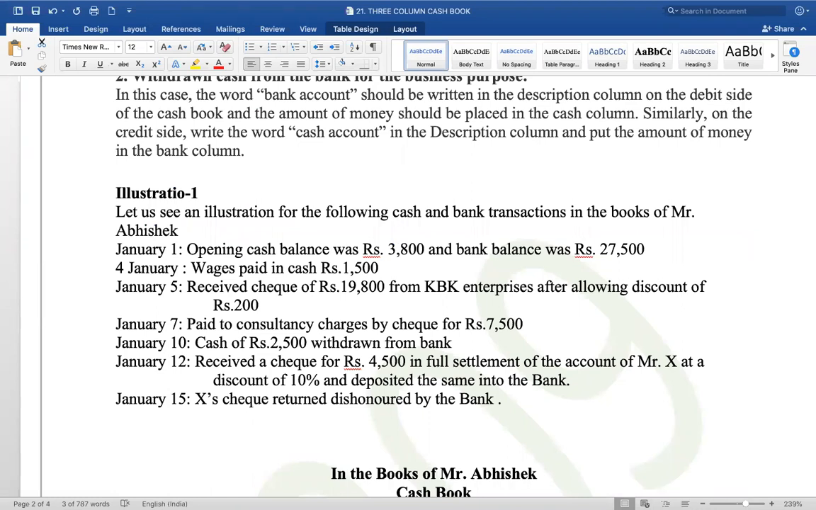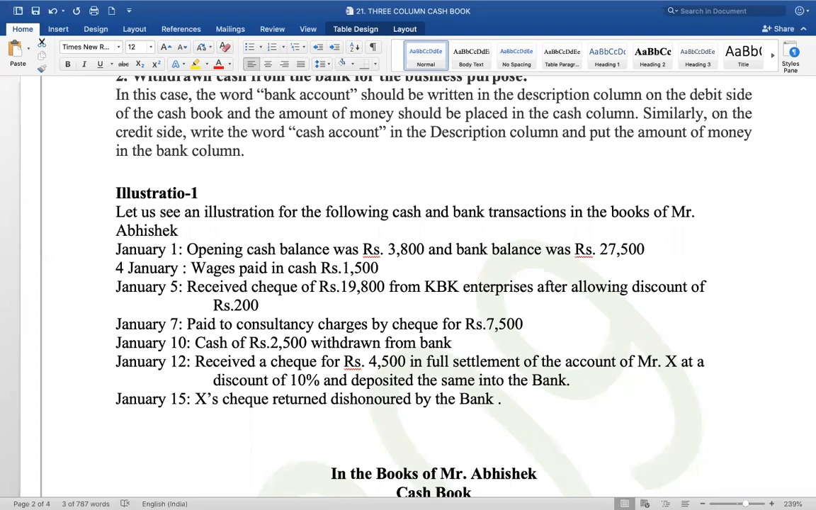Jan 7th, paid to consultant, charges by check of rupees 7,500. Pay to consultancy charges by check for 7,500.